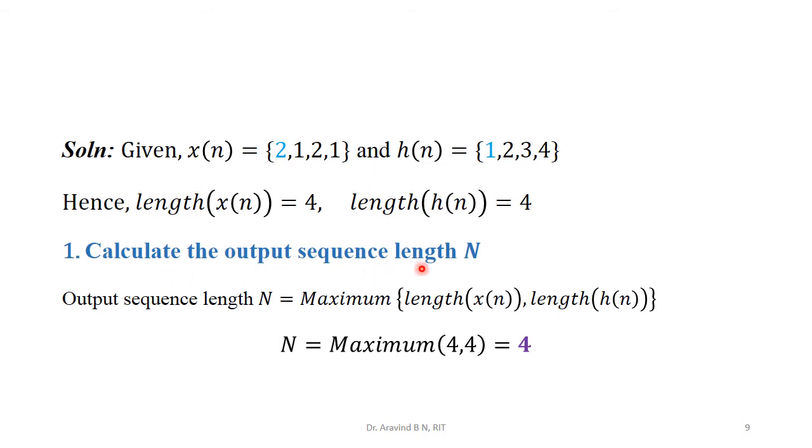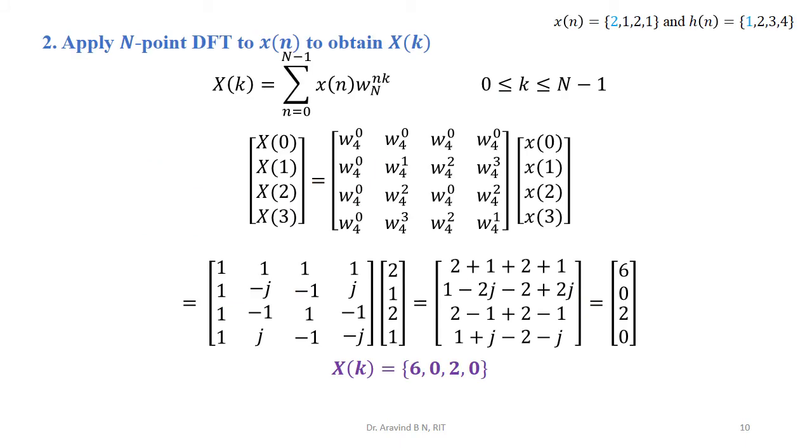Calculate the output sequence length N. Output sequence length N is equal to maximum of length of x of n, length of h of n, that is N is equal to maximum of 4, 4, that is equal to 4. So the length of the output sequence will be equal to 4. This particular procedure, as I told you before, is common in both the time domain as well as the frequency domain calculation. Getting into the second step.